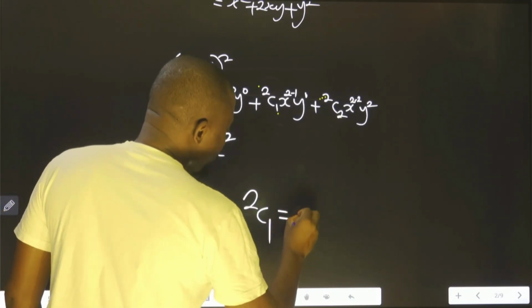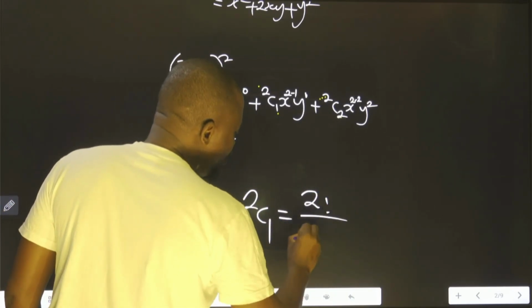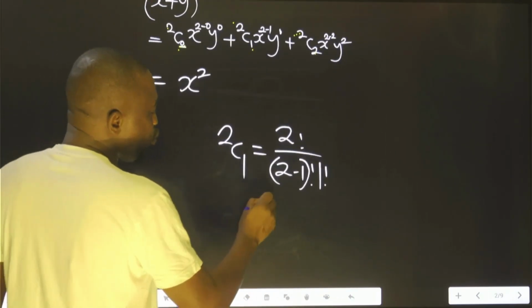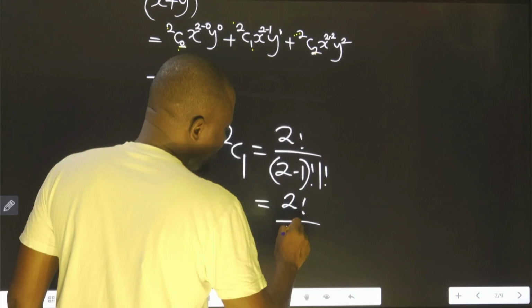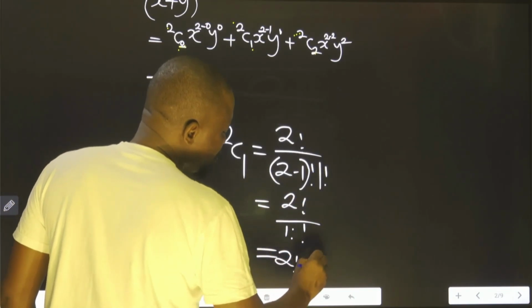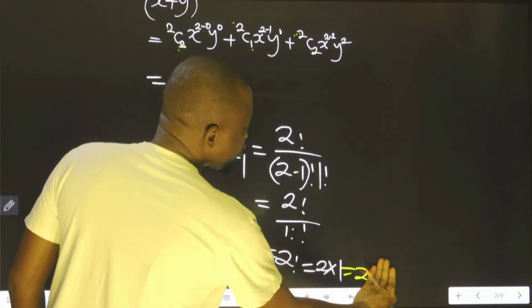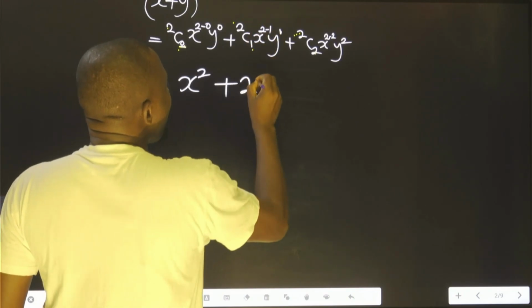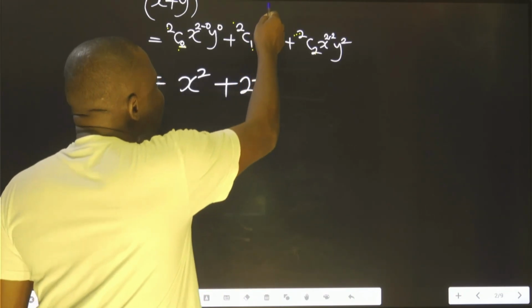Which is equal to 2 factorial over (2 minus 1) factorial, 1 factorial, okay? Which is 2 factorial over 1 factorial, 1 factorial. It means at the end of the day, we're going to have 2 factorial, which is 2 multiplied by 1 equals 2. So this one is going to give us plus 2. Then we put s. This is 2 minus 1.